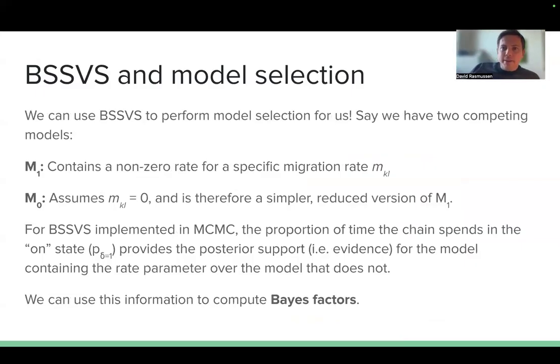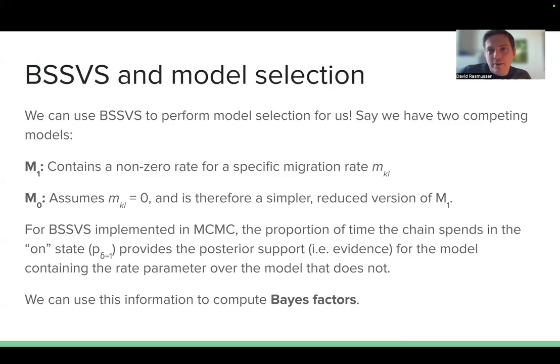This is also nice because it allows us to do a form of Bayesian model selection. So model selection inevitably arises when you have competing or different models and you want to figure out which model better explains your data. And there's many different model selection criteria.